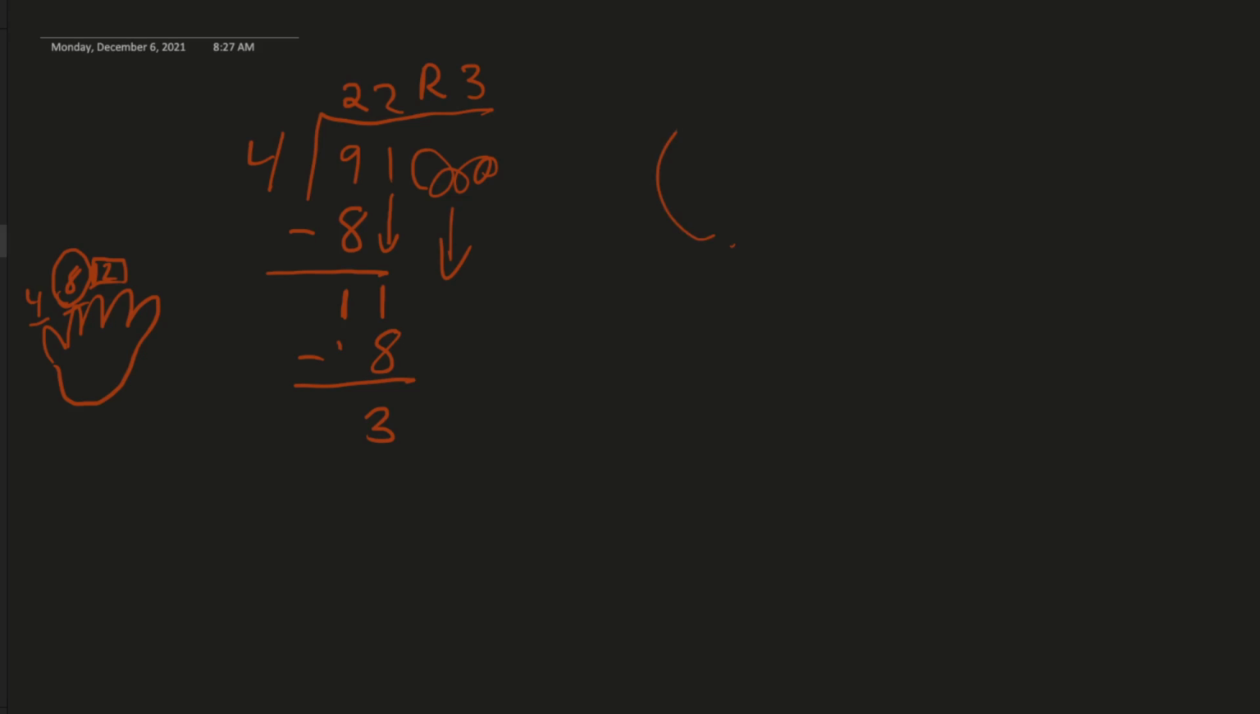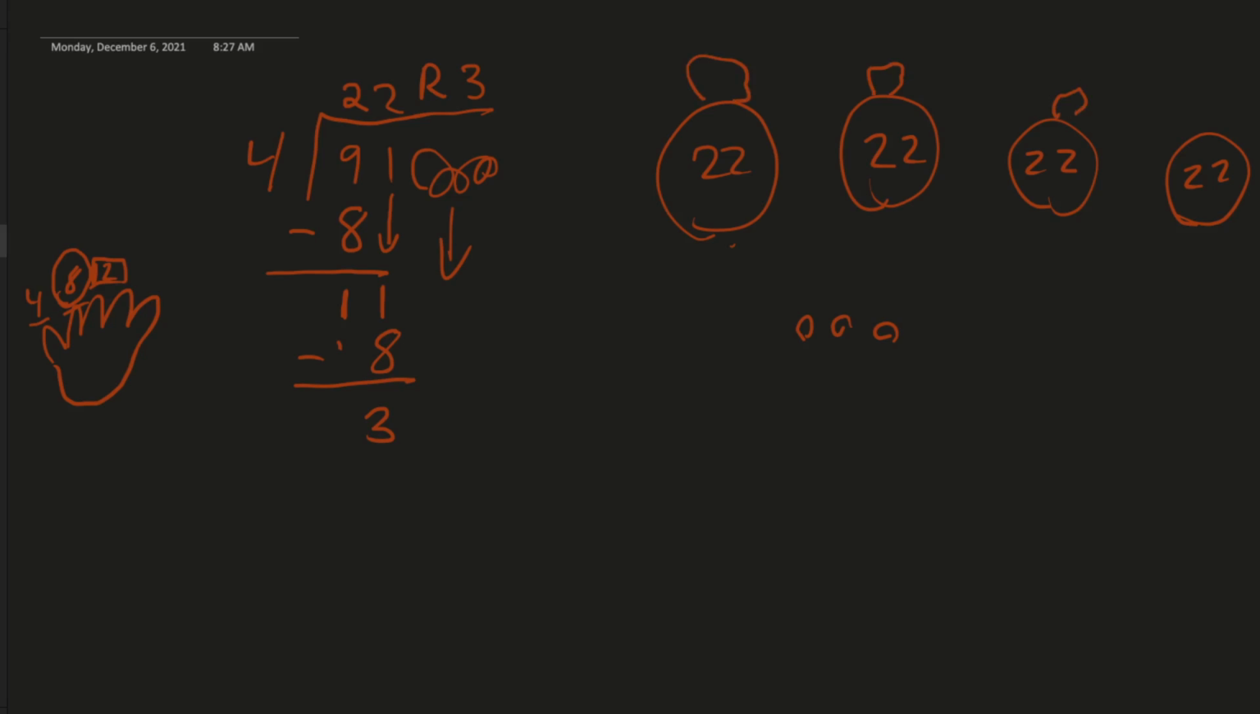So if you were to take this, you'd have 4 groups and each would have 22 in them, and you'd have 3 little marbles left over. So you can kind of think of these as little baggies, right?